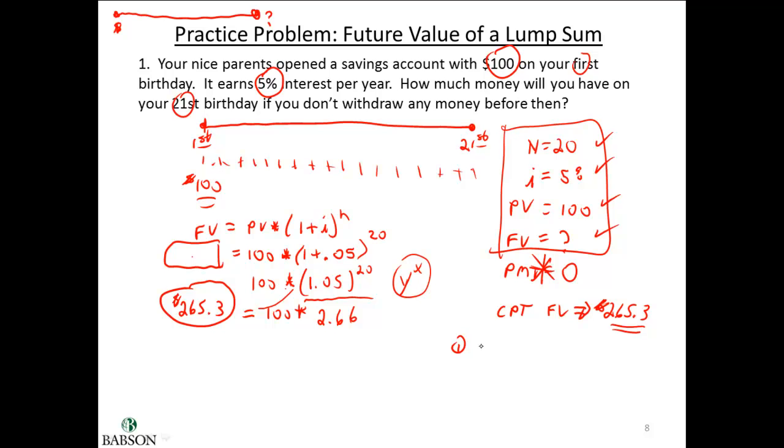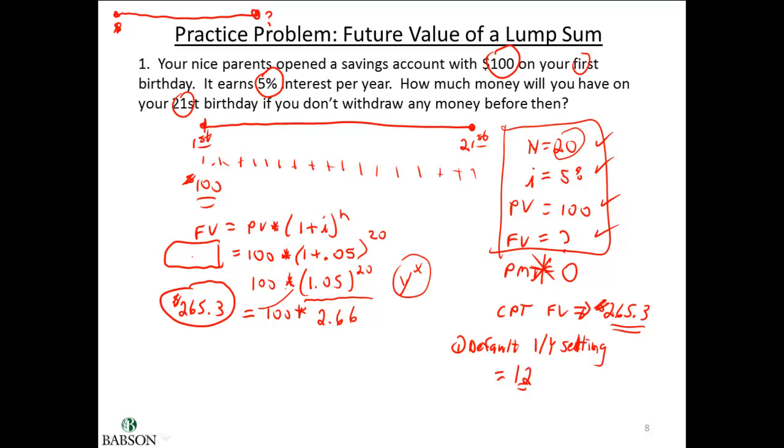Number one, the default I/Y setting on calculators or apps, if you buy them, sometimes is set to 12, which means that your calculator is assuming that interest is being paid monthly. And so if that's the case, when you punch in 20, it assumes that that $100 is in the account for 20 months and not 20 years. And so you need to change that default I/Y setting.